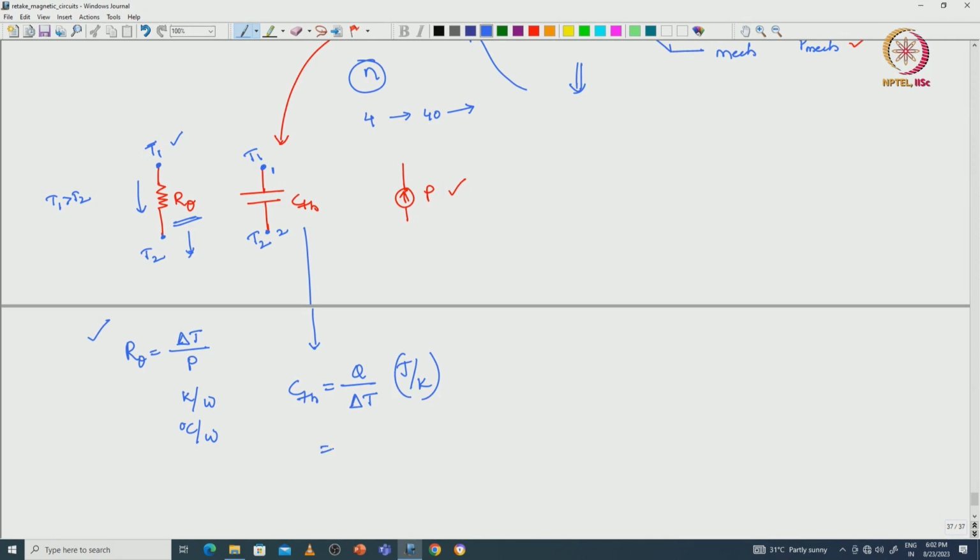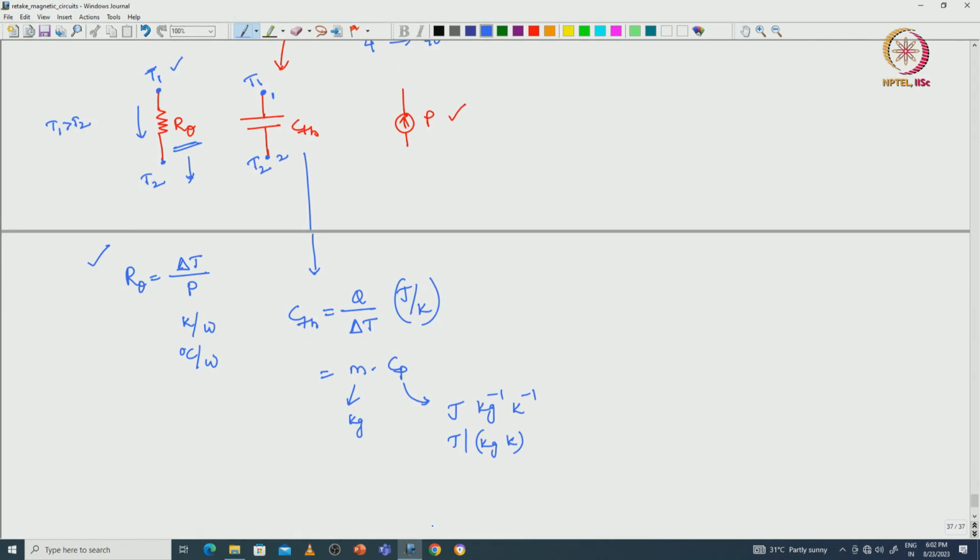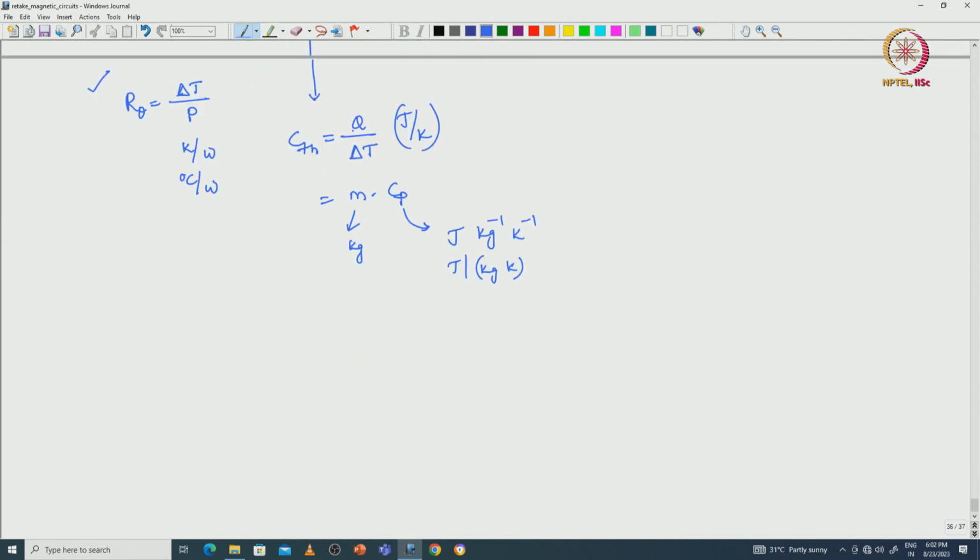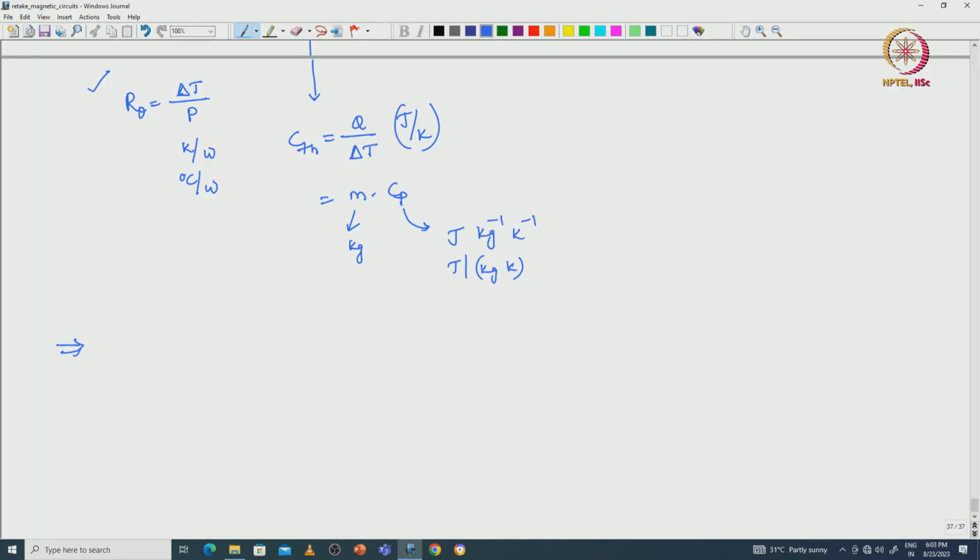In terms of mass and specific heat, we can represent it as mass into specific heat capacity. The units of mass are kg and the units of specific heat are joules per kg Kelvin. And power loss I am representing with a heat generating source, that is the current source I have drawn here. So, the thermal model or thermal network for any electrical machine or any system, we can model by utilizing these three basic elements. Let us consider a simple thermal network, and thermal design is a three-dimensional problem: radial, axial as well as tangential.